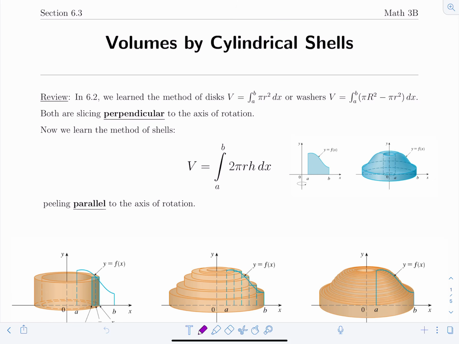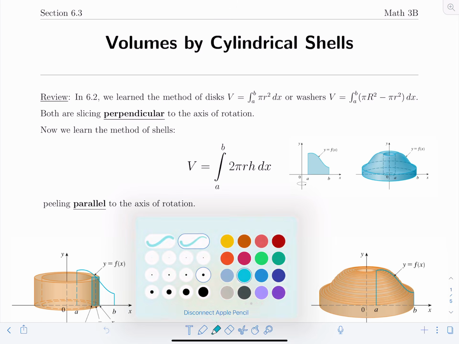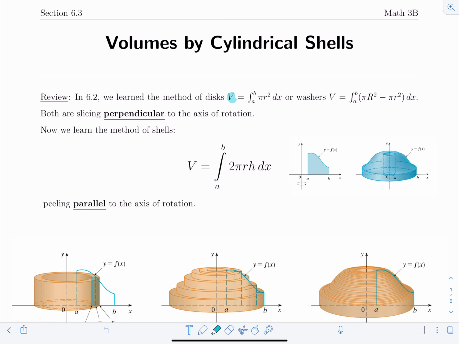In this video, we're going to talk about how to compute volumes by cylindrical shells. Just to recap, in the previous lesson, we learned the method of disks or washers. In that case, you would compute the volume using the following setup or formula. The volume was equal to the definite integral from a to b of pi times r squared. Sometimes it's dx, sometimes dy. We looked at several examples.